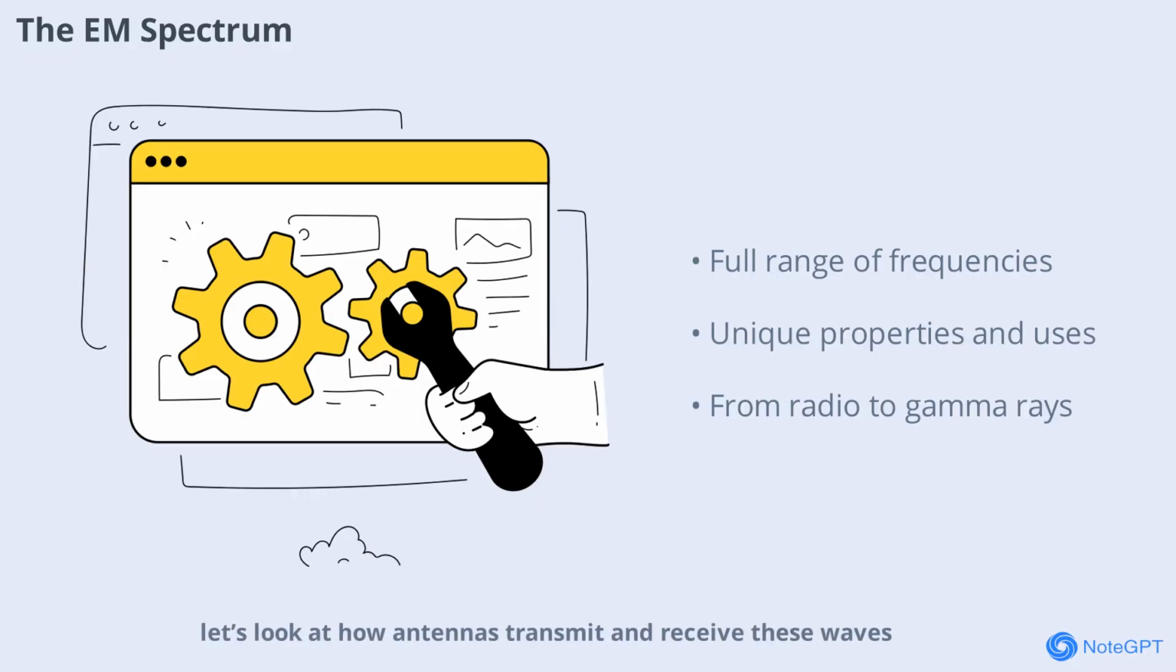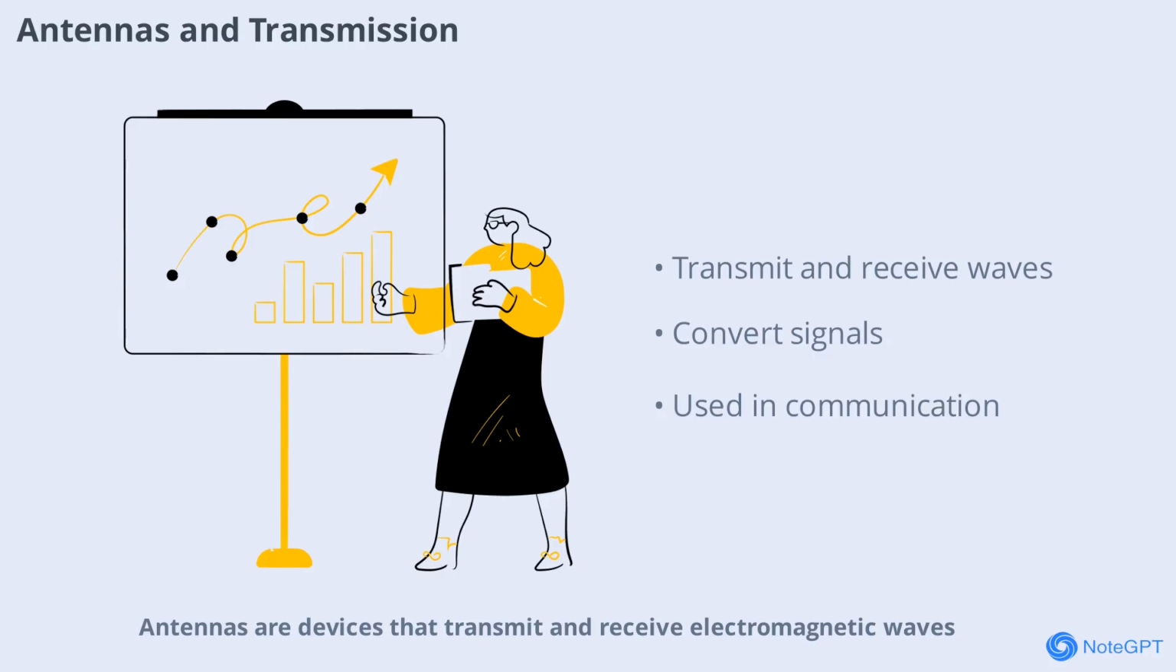Next, let's look at how antennas transmit and receive these waves. Antennas are devices that transmit and receive electromagnetic waves. When an electric current flows through an antenna, it creates oscillating electric and magnetic fields, launching electromagnetic waves into the air. Receiving antennas capture these waves and convert them back into electrical signals. Antennas are used in everything from radios and televisions to cell phones and satellites.